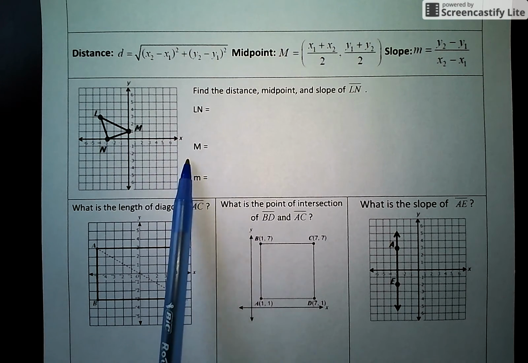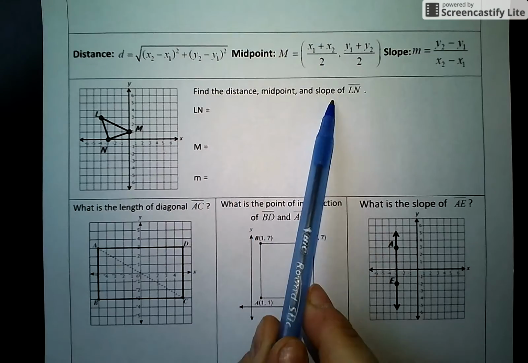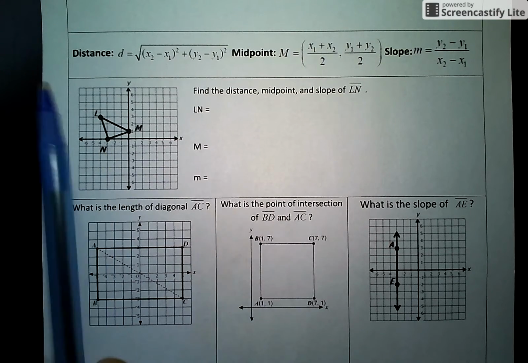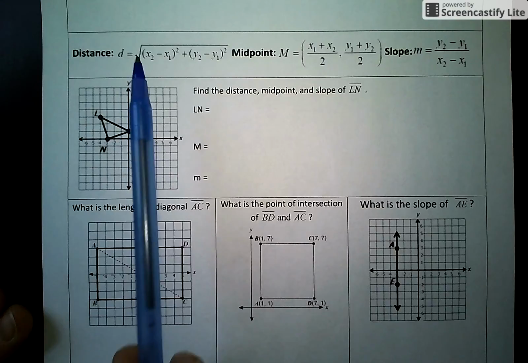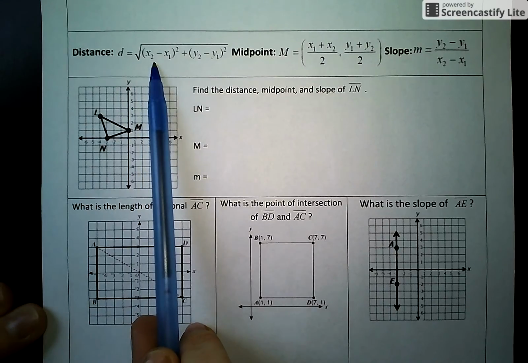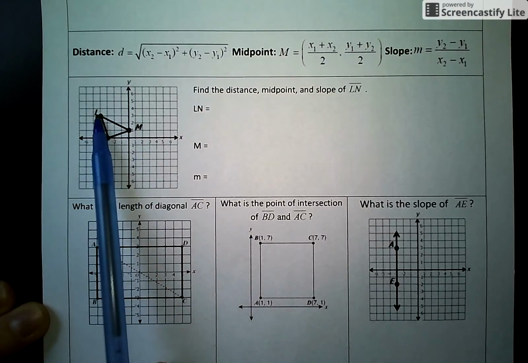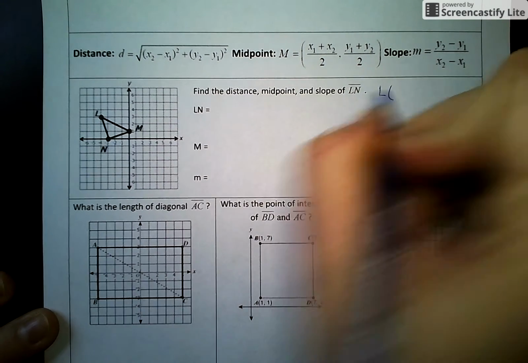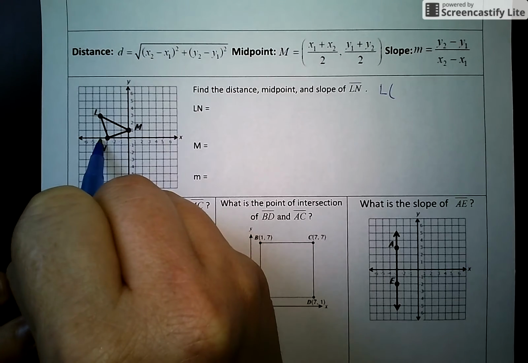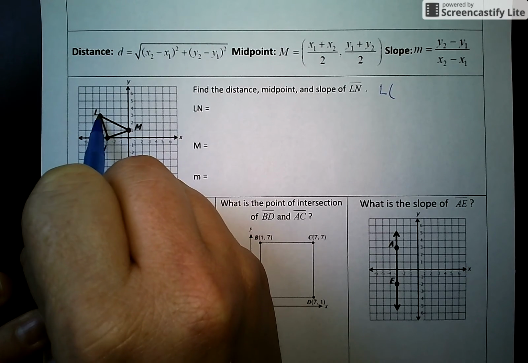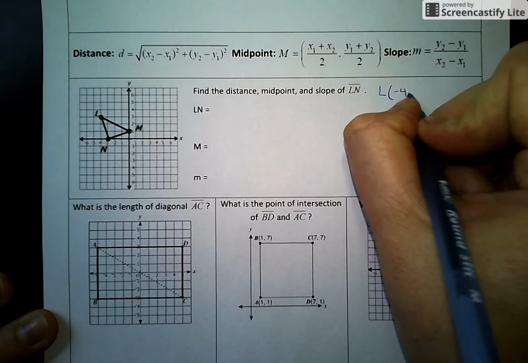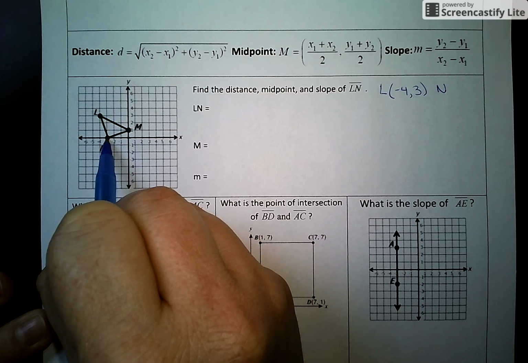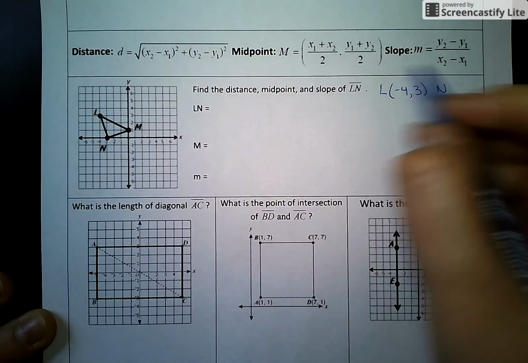Let's start with the problem that asks us to find the distance, midpoint, and slope of LN on this triangle. One thing to notice about all 3 formulas is that each of them require 2 points. We're going to use L and N as the 2 points. L is the point -4 on the x value, +3 as the y value. N is the point -3 as the x value, 0 as the y value.